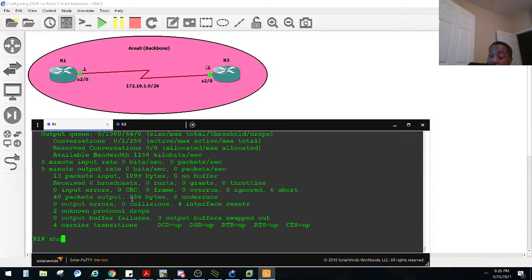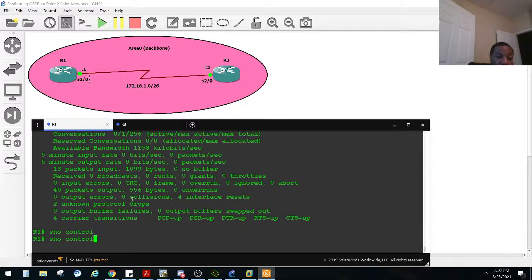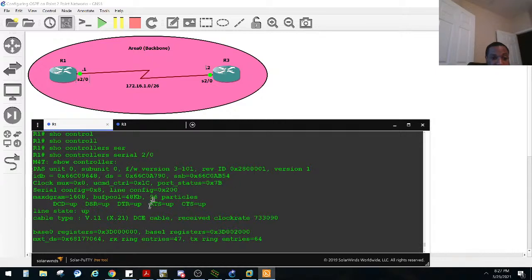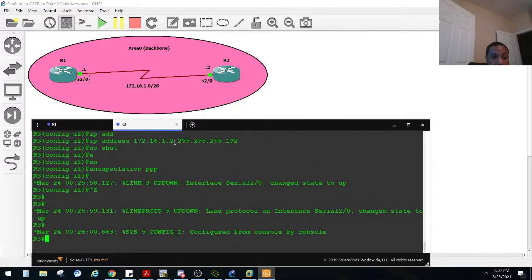I'm not gonna be able to sleep at night till I figure out who is doing the clocking and where I can verify that. Controllers serial 2/0. Right? He said that he is doing the DTE side, and that's his clock rate. Receive clock rate though. We do that controllers on this side too.